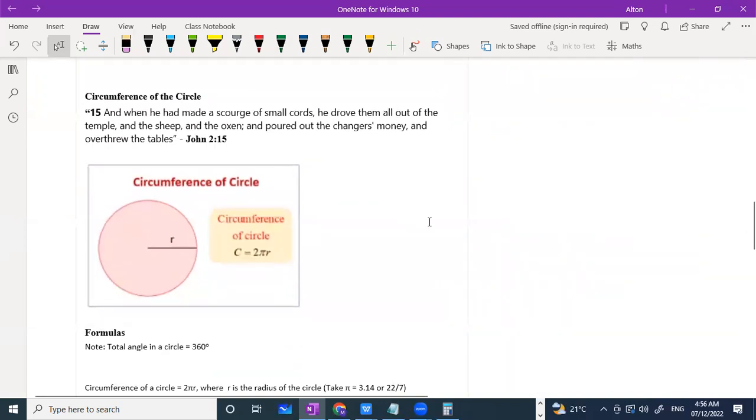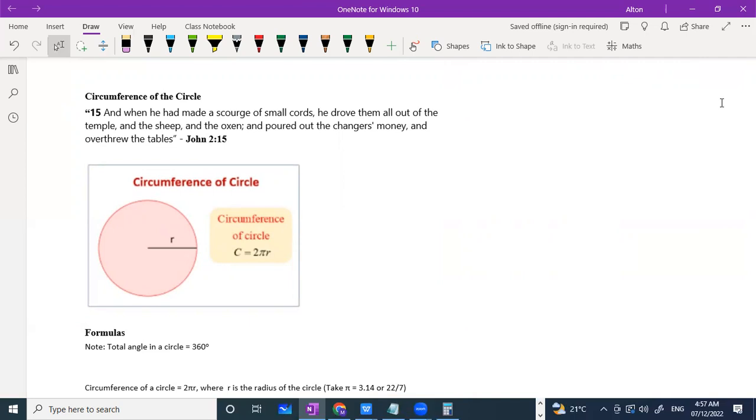But before we get into that, what did Jesus do when he entered the temple and he saw those persons in there buying and selling and trading? It says in John 2:15, and when he had made a scourge of small cord, it's like a whip, he drove them all out of the temple, and the sheep and the oxen, and poured out the changers' money, and overthrew the tables. So he got upset, quite understandably so. Jesus got upset when he saw all of that.